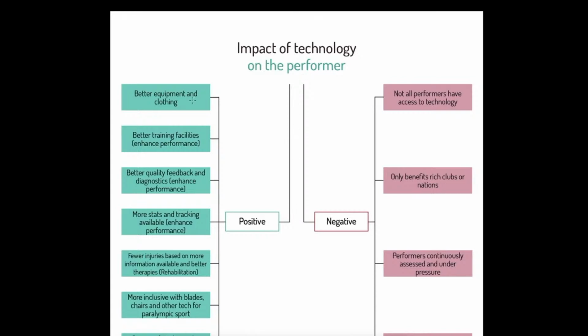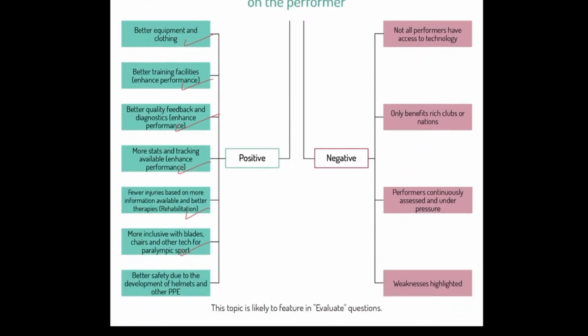What does the technology do for the performer? Better clothing and equipment, better facilities, better feedback. Think about that extrinsic feedback. We can link that here. Better diagnostics. How am I doing? More stats and tracking. Again, feedback. Fewer injuries based on more information. Rehabilitation. More inclusive with blades and chairs for Paralympic sports. These are beautiful things, right? Better safety due to the development of helmets and PPE. So this is wonderful for a performer.